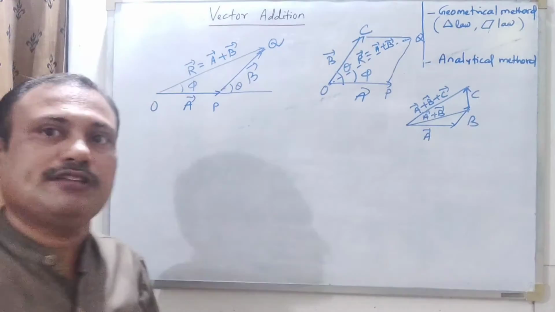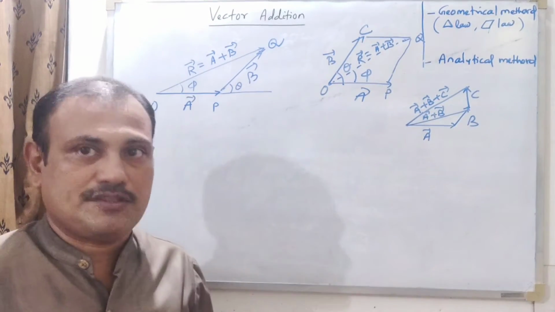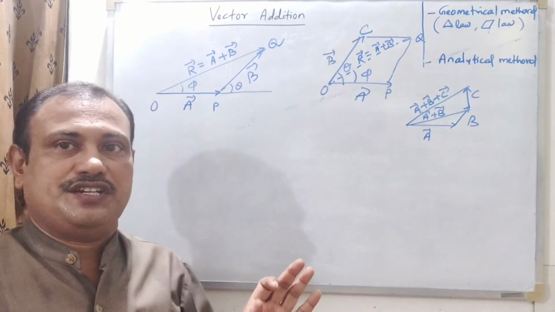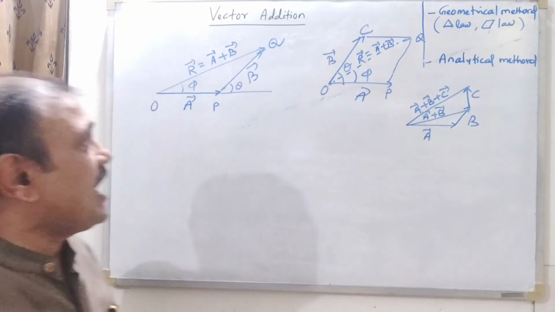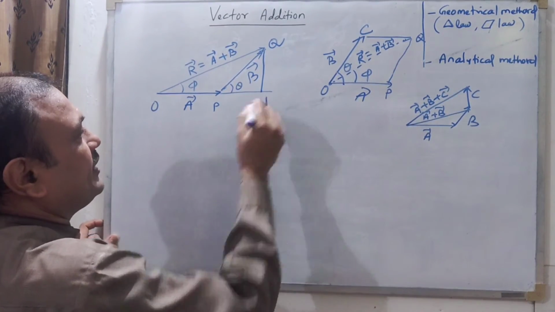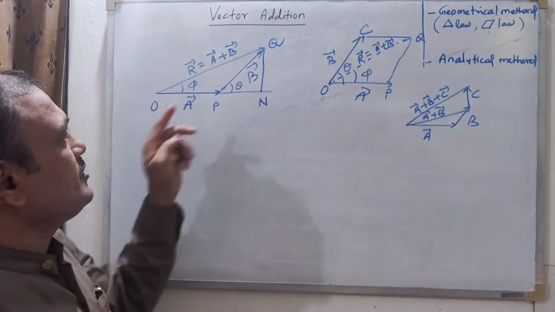Like that, you can apply this successively to find the resultant of these vectors. Now let us see the discussion and prove it in an analytical manner. To do that, let me draw a perpendicular here. Let me name it N.